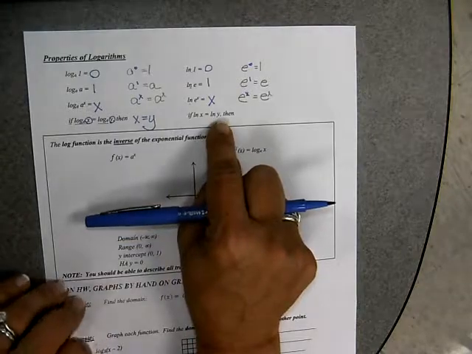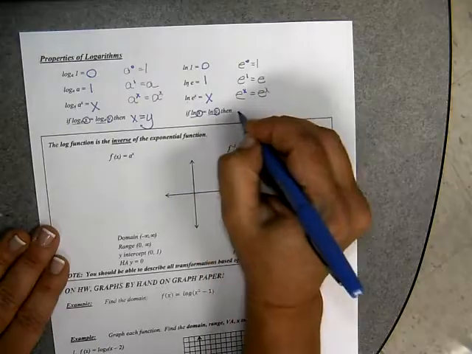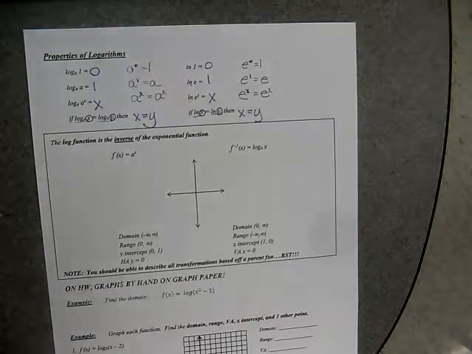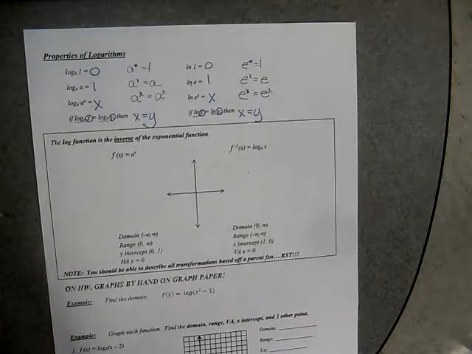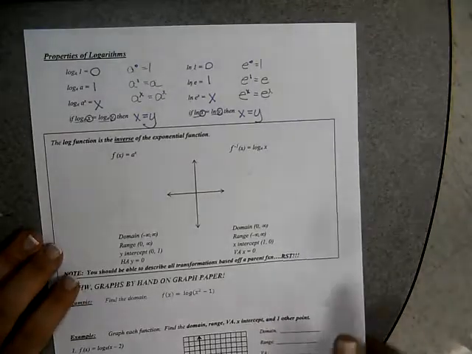And then similarly, if we have the natural log of x equals the natural log of y, again, we have the same base. So what that means is that our arguments must be equal to each other. So that means that x has to equal y. So again, I want to just reinforce that the log function is the inverse of an exponential function.